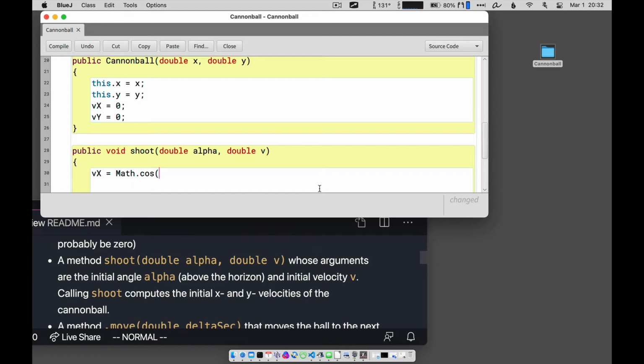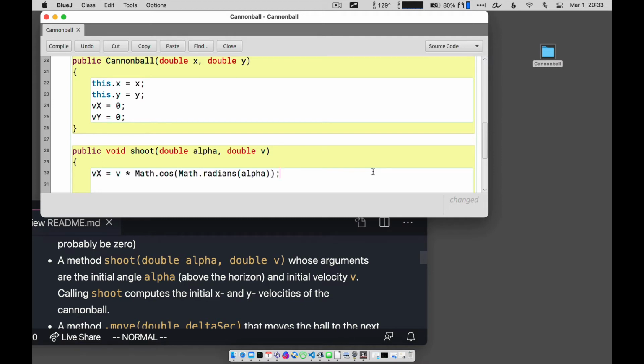Now, I happen to know the cosine function in Java uses radians by default. So if alpha is going to be in degrees, then we're going to have to convert it to radians. So I'll take the alpha value, convert it to radians, math.radians does that, and then I'll be able to pass it to that cosine function. So that gets me the cosine of the angle, and I have to multiply it by v, the velocity that they've given me. So vx is going to be v cosine alpha.